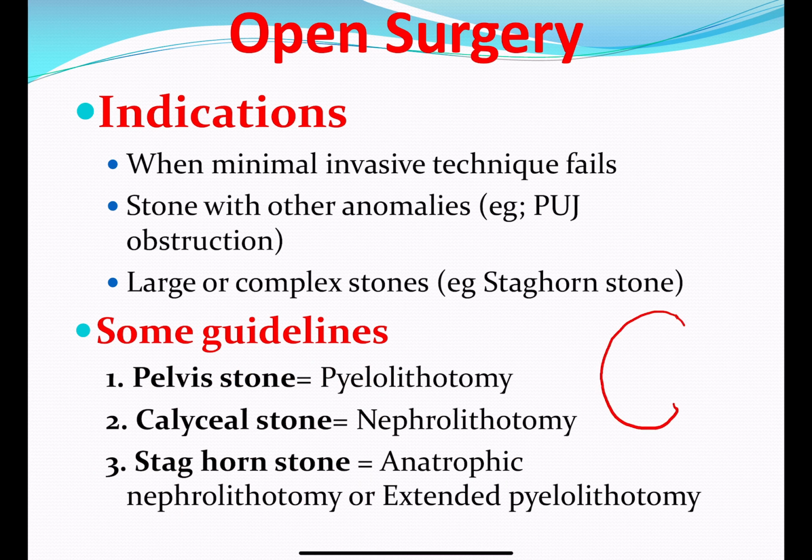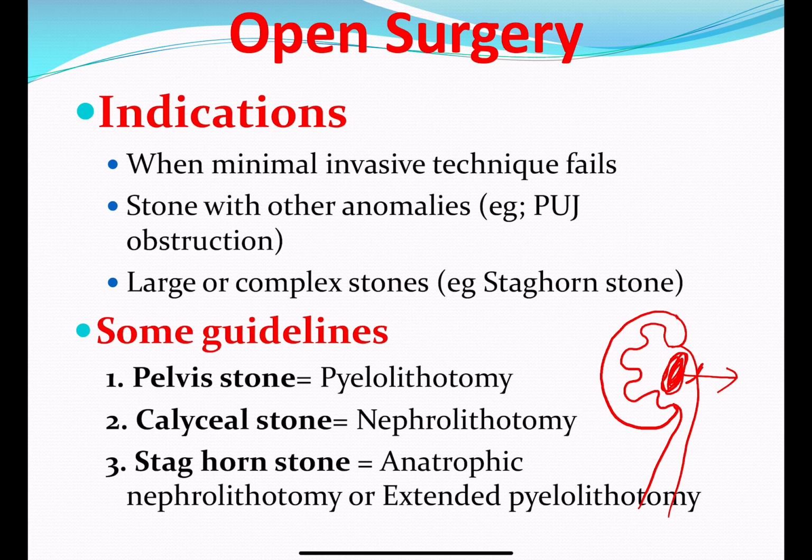The name implies pyelo means renal pelvis. So if the stone is in the renal pelvis, what we do is we open the abdomen. After opening the abdomen, we reach the pelvis, we cut the pelvis, and we remove the stone. This is known as pyelolithotomy.